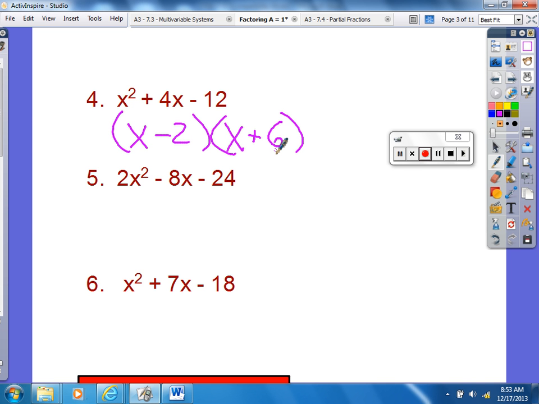Okay, so what's the GCF on number 5? Since I always have to start with GCF, the first step is GCF. What number is it here? So I'm going to pull the 2 up. 2 times what is 2x squared? Yell it out. Good. 2 times what is 8x? Good. 2 times what is 24? All right. See if you can factor this stuff inside the parentheses now. Forget about the 2 right this second, and just see what times what is negative 12 but adds to negative 8.